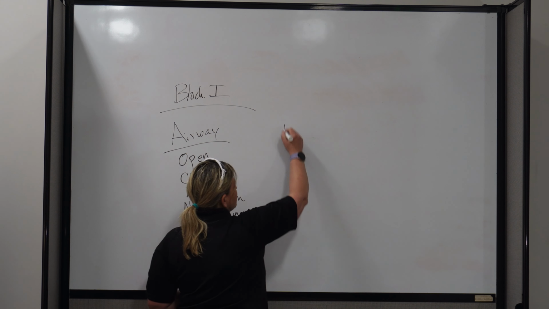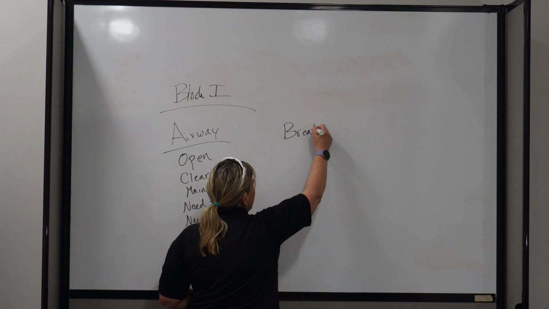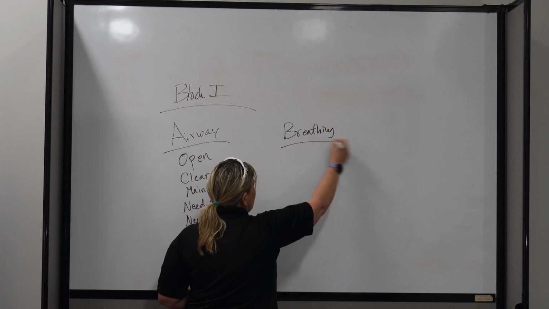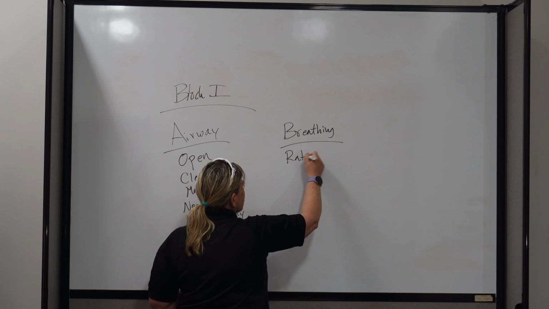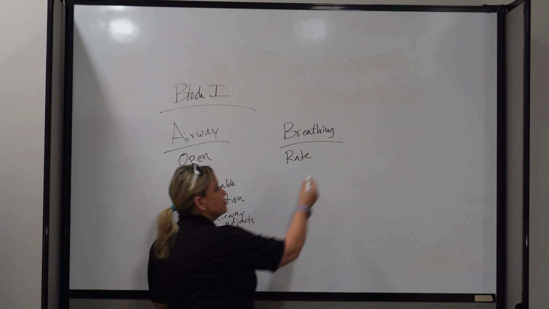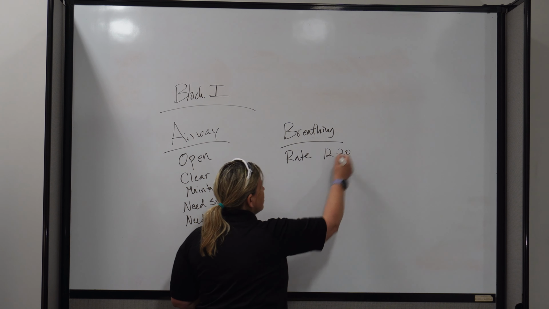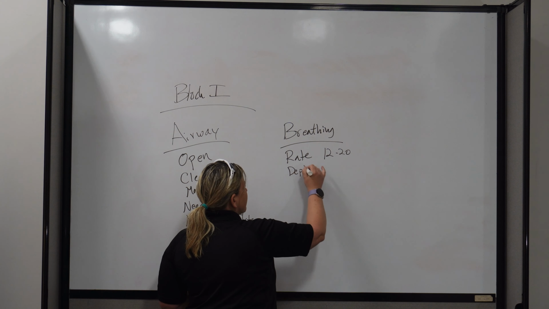Then we're gonna move on to breathing, okay? And in our breathing, we're gonna check our rate. Remember, the average adult respiratory rate is 12 to 20. We're gonna check for depth, okay?